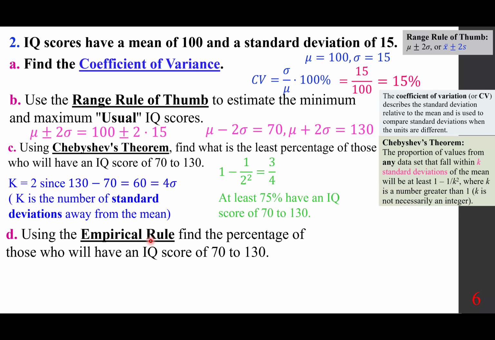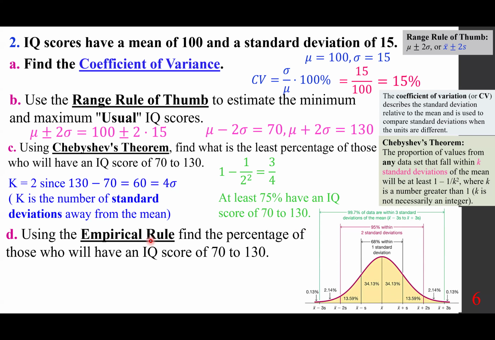Empirical rule gives us the following. If you start from the mean and you go 1 standard deviation away on each side, it gives you about 68%. If you start from the mean and you go 2 standard deviations away on each side, it gives you about 95% of the data. And that's why the range rule of thumb, in conjunction with empirical rule, deals with 2 standard deviations, because 95% of data is good enough for most everybody.